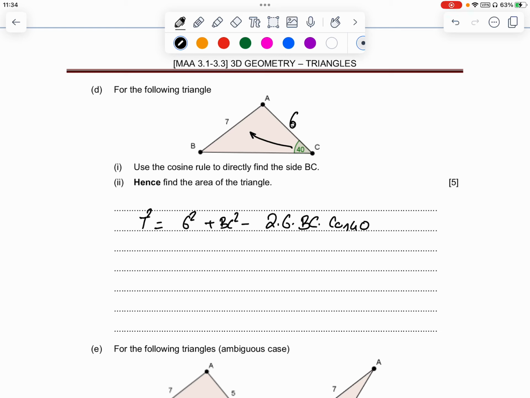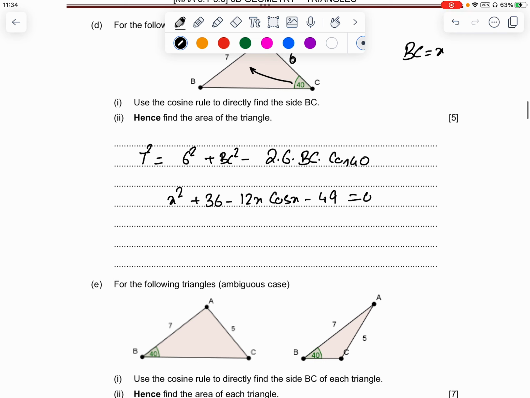So what am I going to get out of it? Let BC equal x. So I get a quadratic: x squared plus 36 minus 12x cosine 40 minus 49 equals 0. You can use a GDC and get the value of x from here. So BC value, you will be getting as 10.437, which is approximately equal to 10.4.